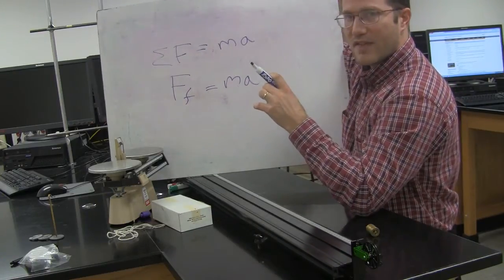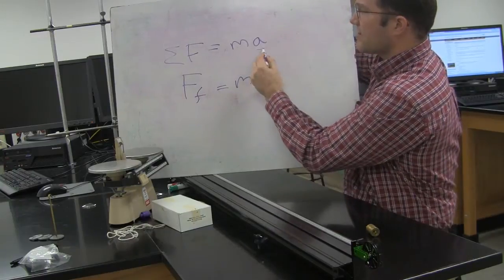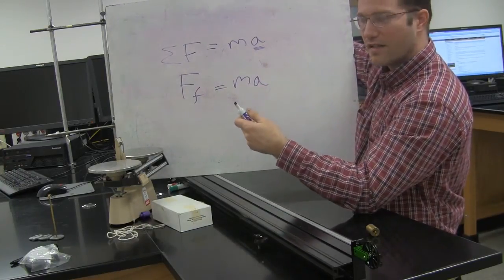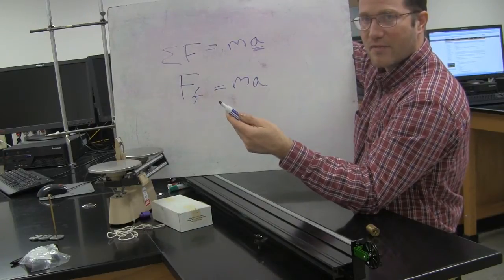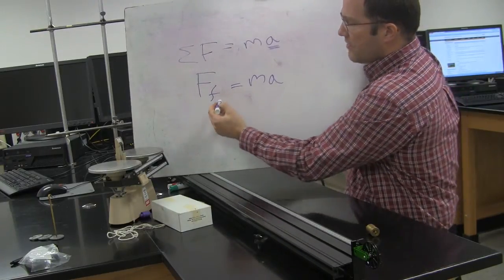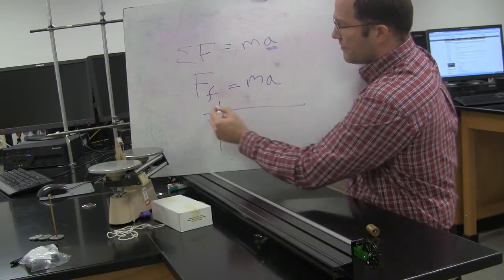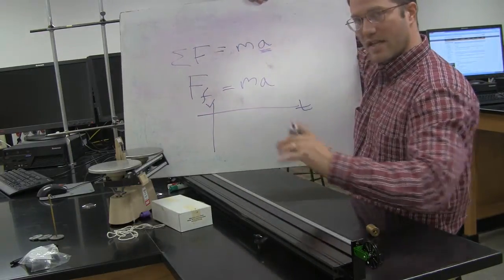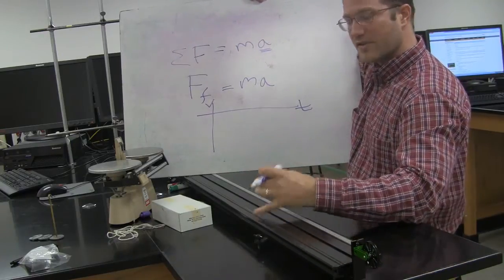Now the hard part about this is determining the acceleration. You think, well, that's not hard, just use the motion sensor and look at maybe the slope of the velocity versus time graph. Well, that's one way to do it. But if you look at velocity versus time, okay, let me try that out, velocity versus time. And it's negative velocity because you're going back toward the motion sensor.